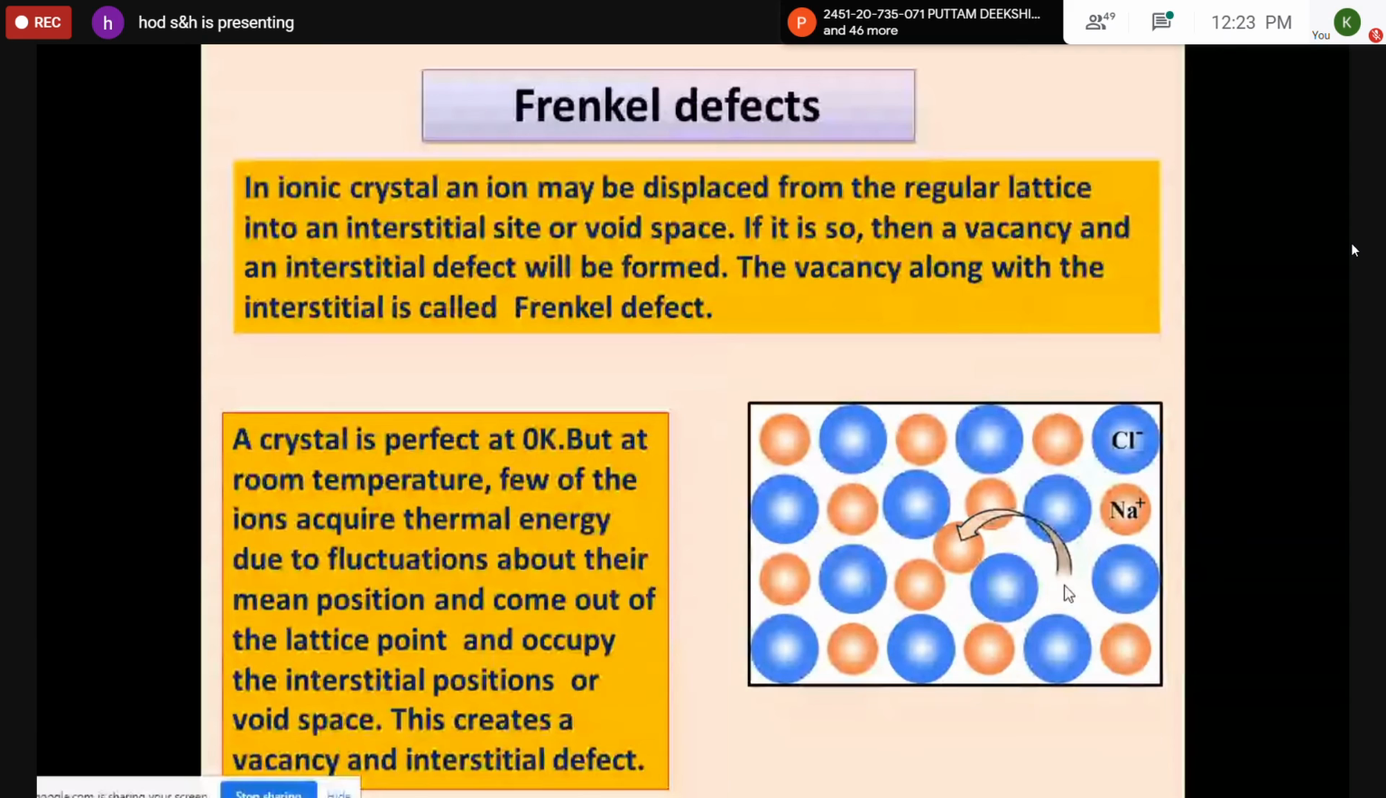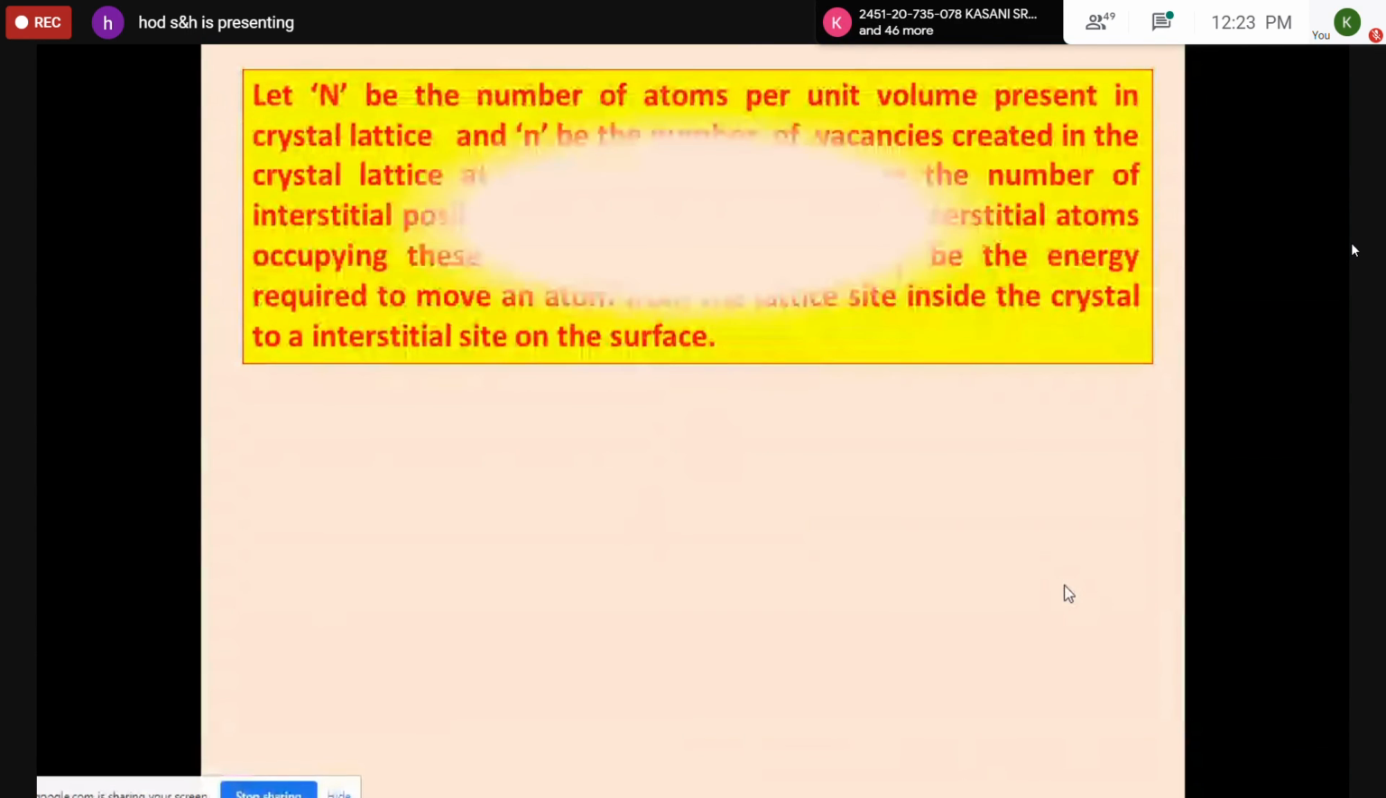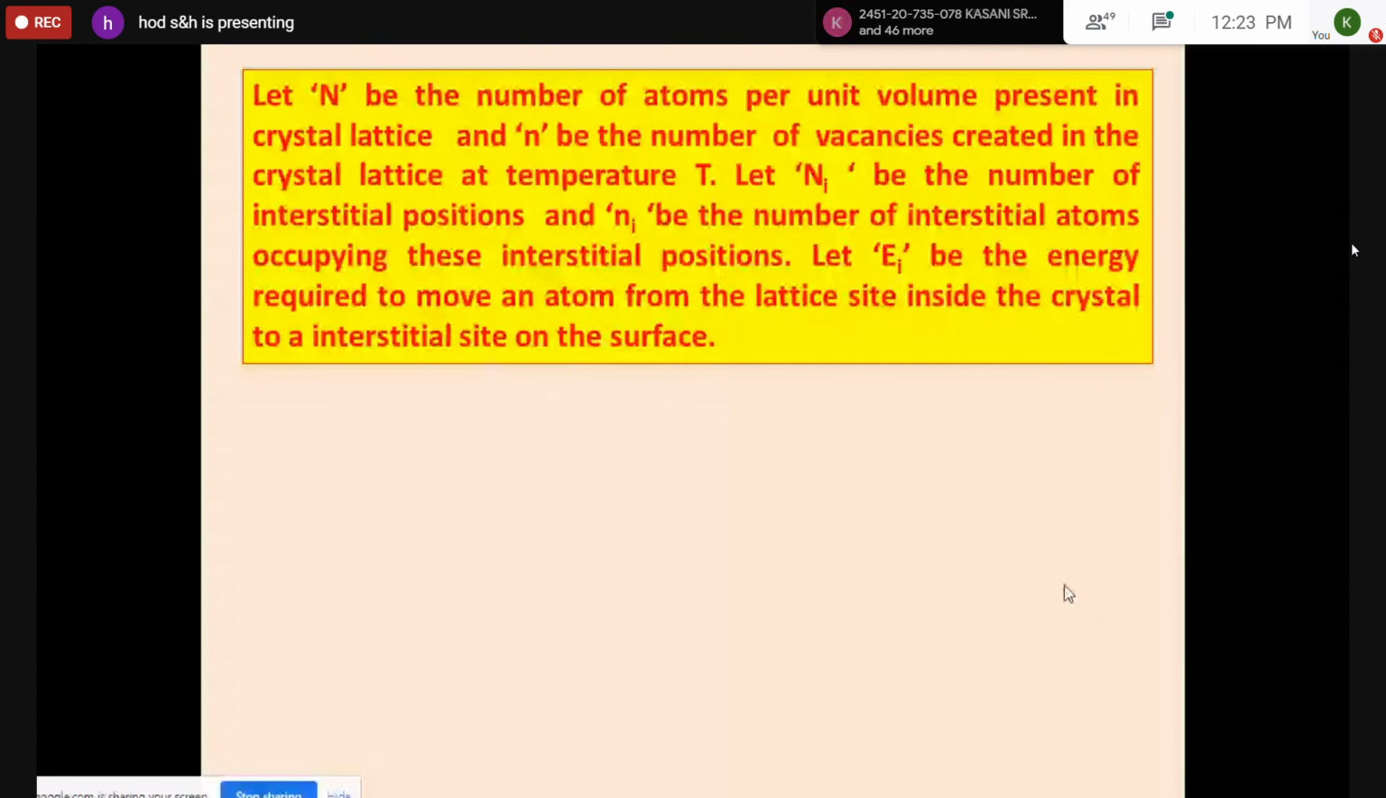It is not the case like Schottky defects in ionic crystals, where a pair of ions moves from inside to the surface to maintain electrical neutrality. Here it is not the case. Electrical neutrality will not be disturbed because the ion is occupying an irregular site within the lattice plane only. So now you should derive an expression for the equilibrium concentration of Frenkel defects. For that, let N be the total number of ions or atoms present per unit volume, and small n is the number of vacancies created at any temperature.